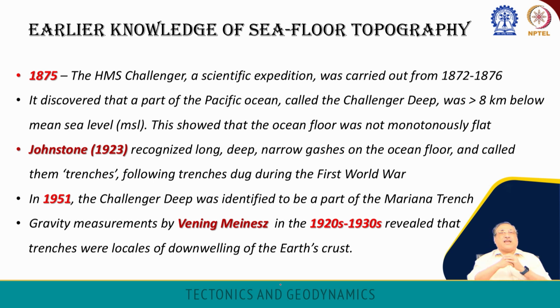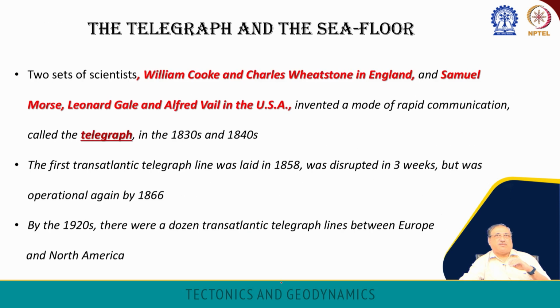Now in the 1920s and 30s, a geophysicist by the name of Henning Meinesz actually made gravity measurements, and he could identify that these long, deep, narrow trenches were places where the Earth's crust was actually going down. These were areas of downwelling, we call them, of the Earth's crust. So that meant that there was a negative mass balance in the column below the trenches. So there was an absence, there was a mass deficit. So this is where more or less the knowledge about the seafloor topography stood till the Second World War began.